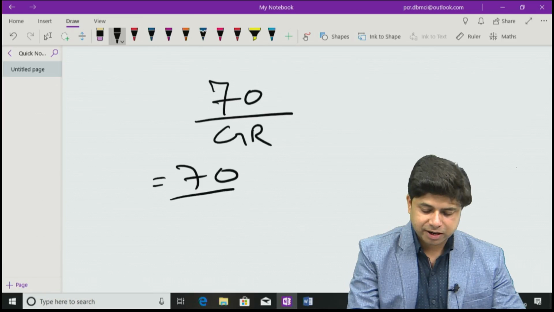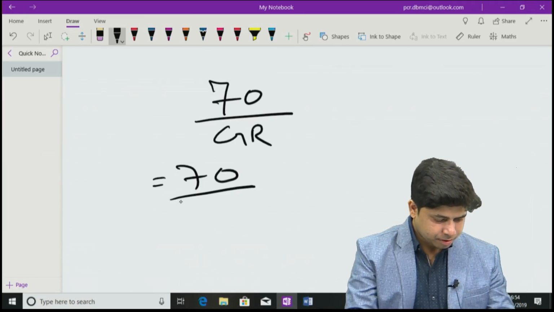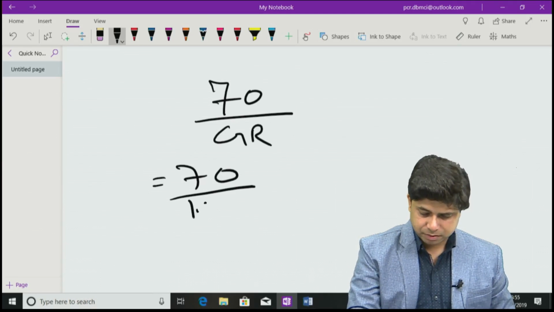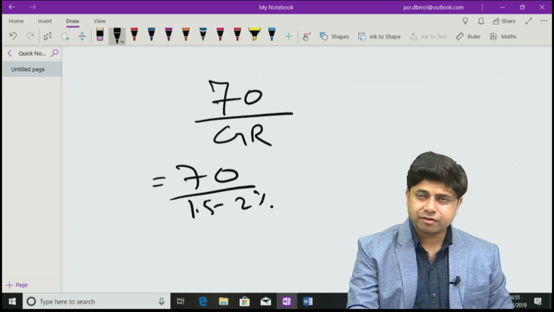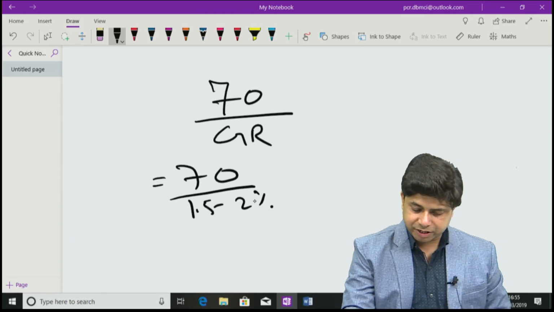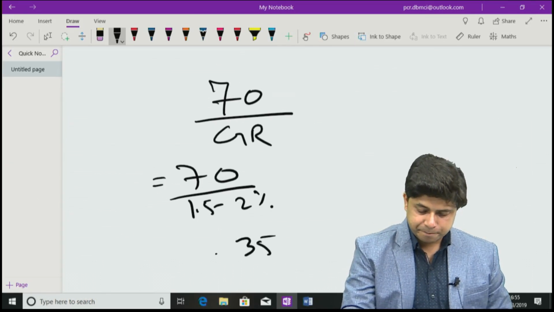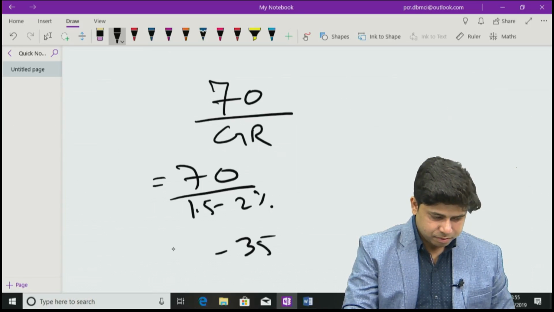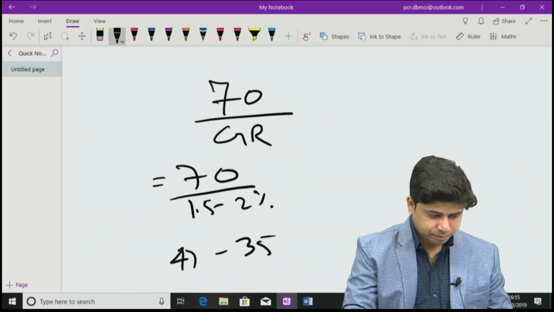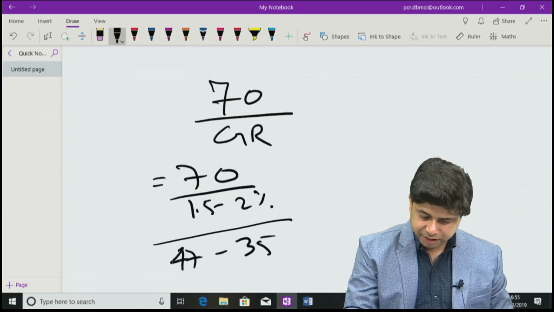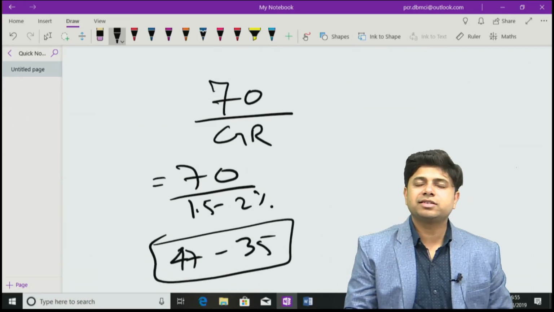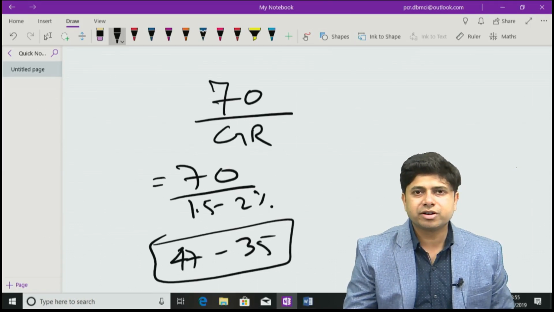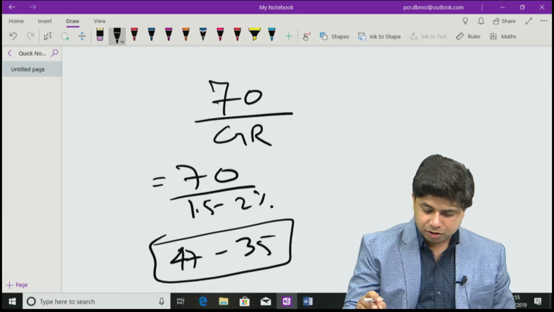70 divided by 1.5 to 2%, either 1.5 or 2%. So 70 divided by 2 is 35, and 70 divided by 1.5 is 47. So the answer is 47 to 35 years. This is a very simple trick to do such types of questions.